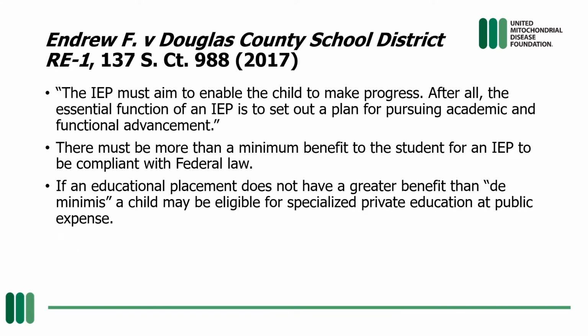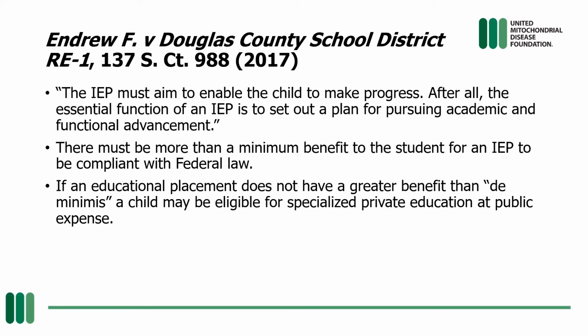I want to take a minute to talk a little bit about this Supreme Court case. We call it Andrew. So this Andrew case basically says that the IEP must aim to enable the child to make progress. So that means whatever goals that we set for the child, they have to be able to achieve those goals or make progress towards achieving those goals.